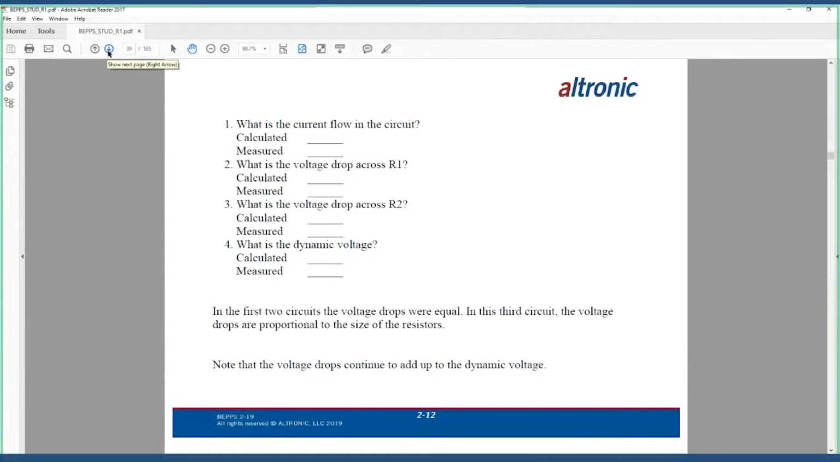We get a total of 11,000 ohms for the whole circuit. So now we can do the same exact math. We can take our voltage and divide it by 11,000 ohms.